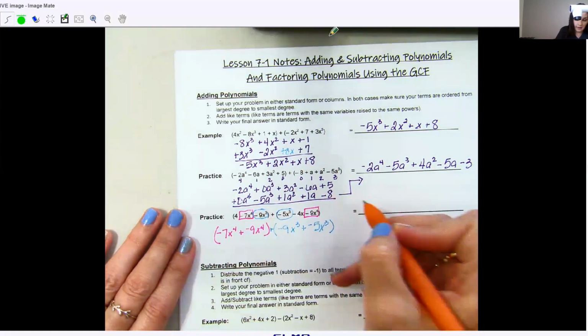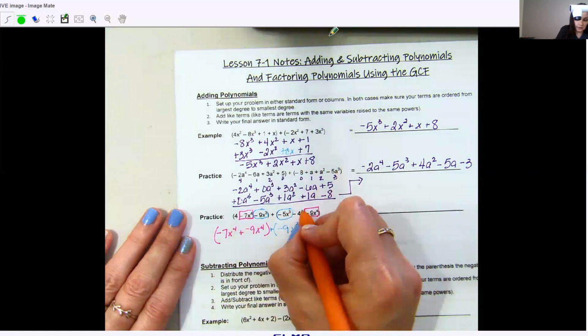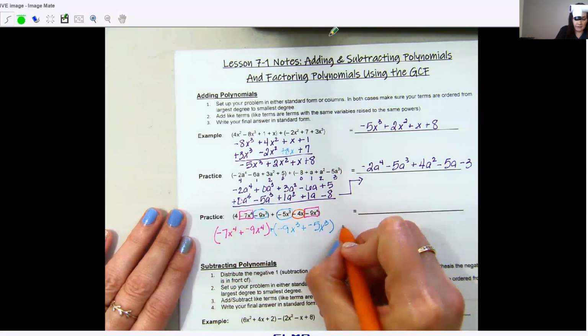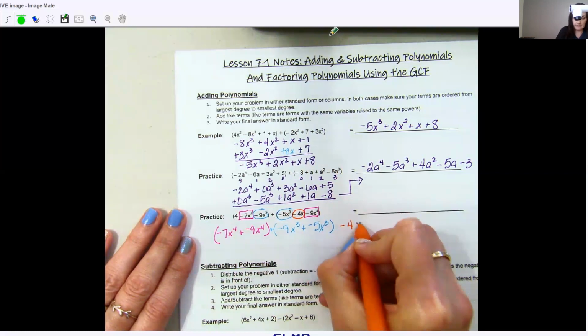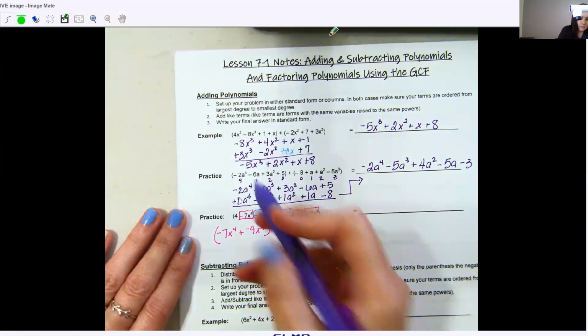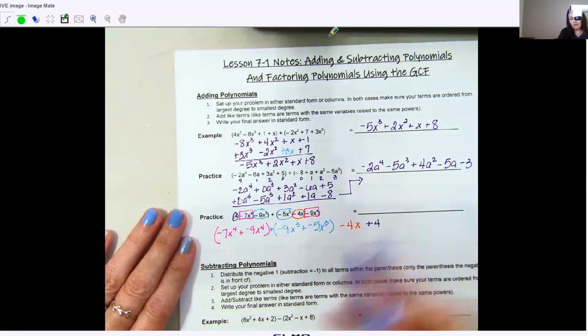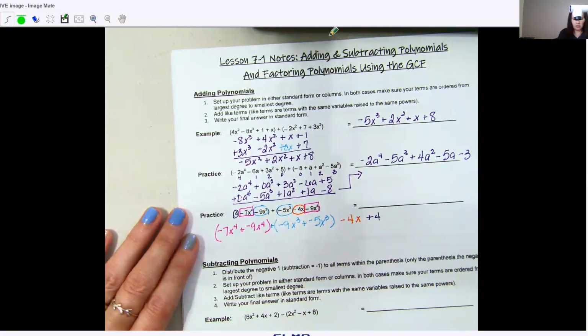And then I don't have a 1 degree here, but I do have a 1 degree over here, so I just write that as minus 4x. And then I have a 0 degree here, so then I just put plus 4. And then I can go ahead and combine my like terms.